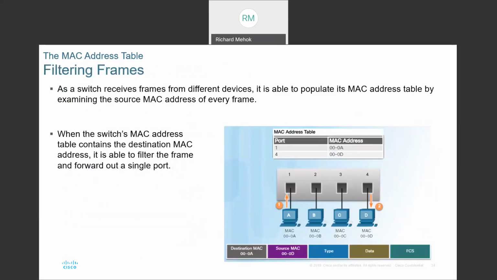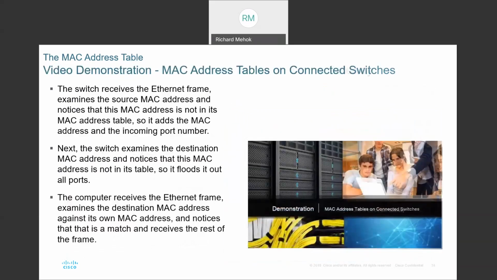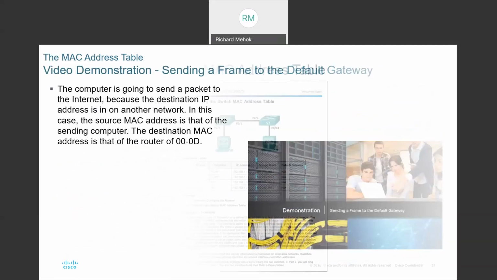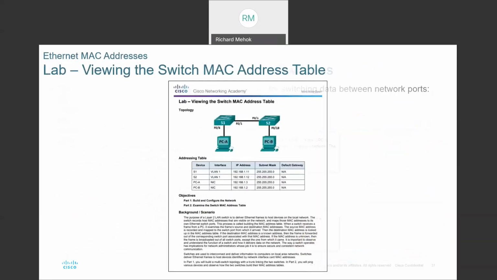Filtering frames. When a switch populates this table, it remembers the MAC address to the port. In this example, we have ports 1 and 4 in the MAC address table, and ports 2 and 3 evidently have not generated any traffic, so their MAC addresses are not known. They must have been aged out. Another video, which I'll do in my demo. There's a lab to do.